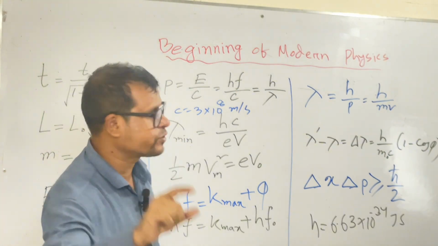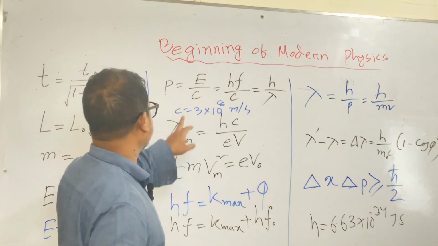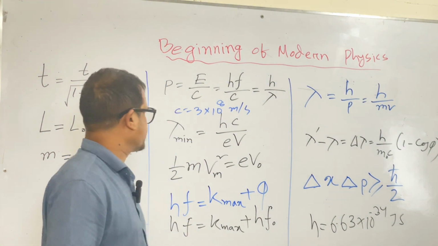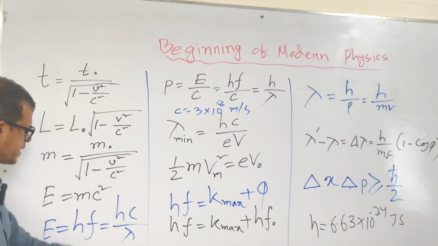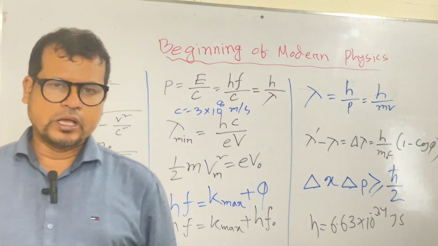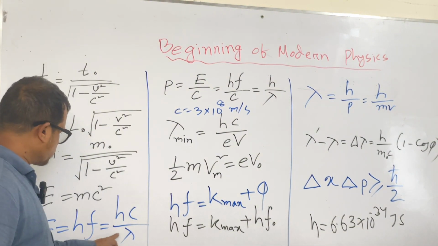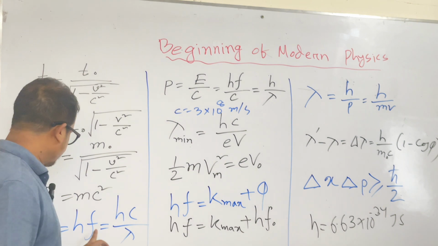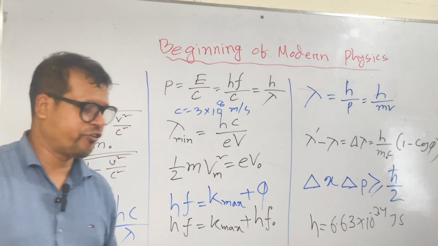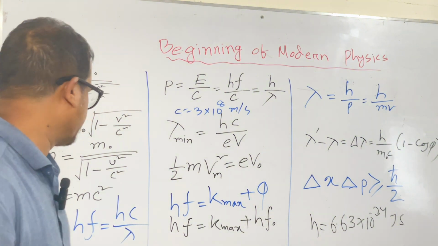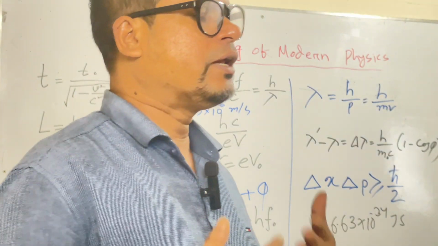If your question gives you the energy of any photon, then you will apply p equals E over c. Another formula to remember: E equals hf equals hc over lambda. f is frequency, h is the Planck constant. E equals hf equals hc over lambda. It means c over lambda.